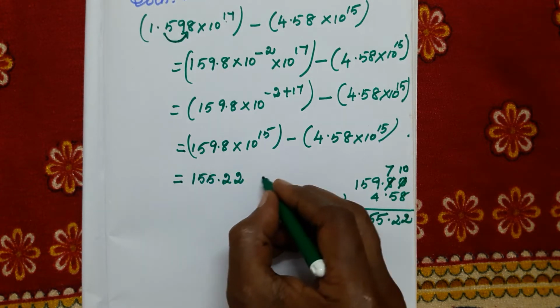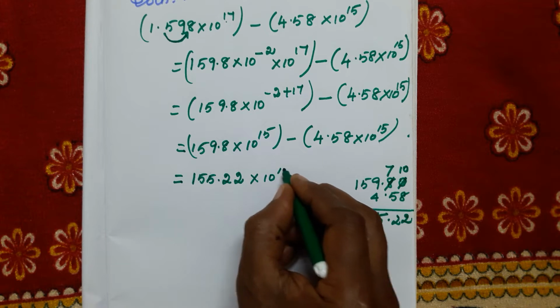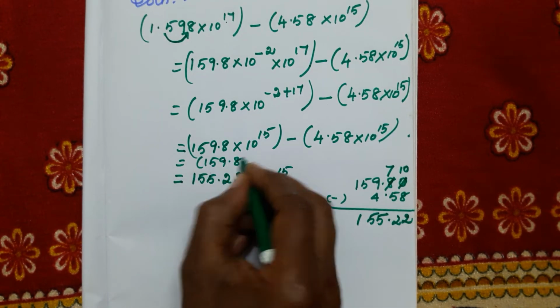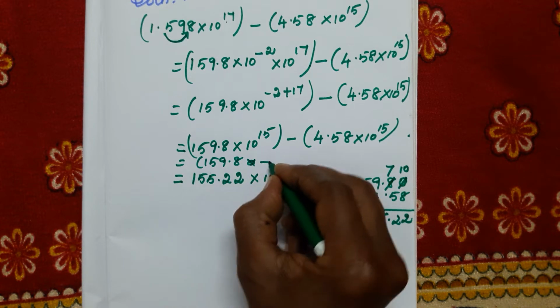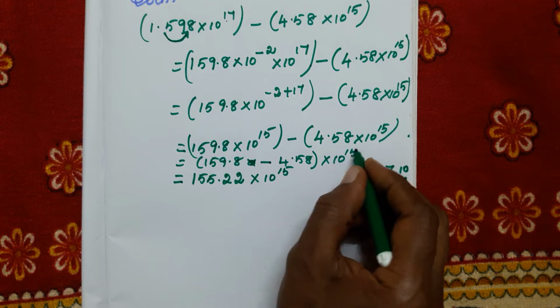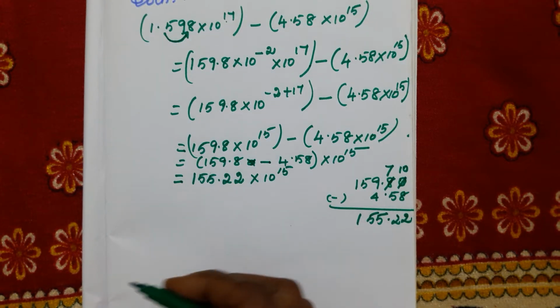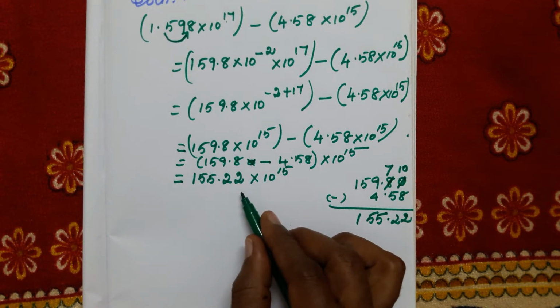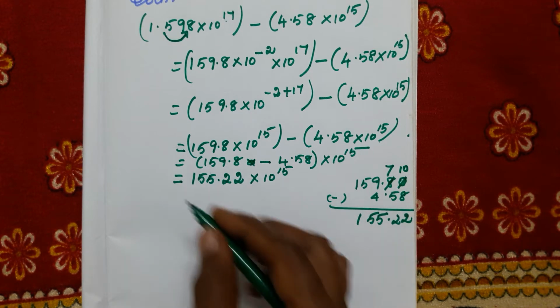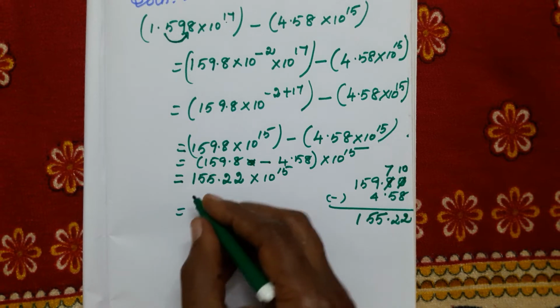155.22 into 10 power 15. Before that, one more step we can write 159.8 minus 4.58 into 10 power 15. When we are subtracting, we are getting 155.22 into 10 power 15. Now, what we can write it?